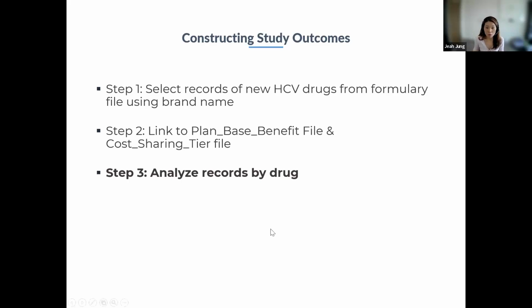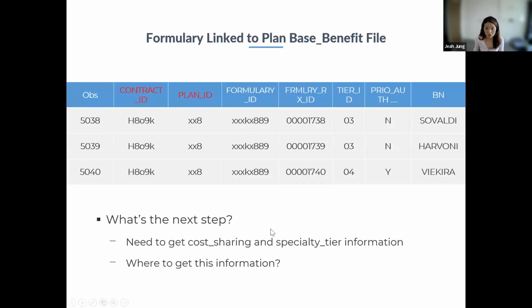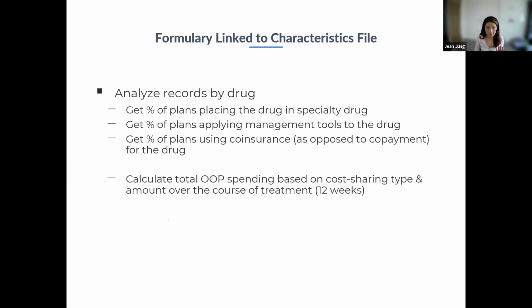Now, once you have this information, you look at this record. My question was, how many plans use specialty tier for Sovaldi, and how many plans use specialty tier for Harvoni? So we're going to analyze drug by drug. You can simply select Sovaldi from your data set and do an analysis, then select Harvoni, and then select Viekira. You can get this information just from the data sets you already created, right?